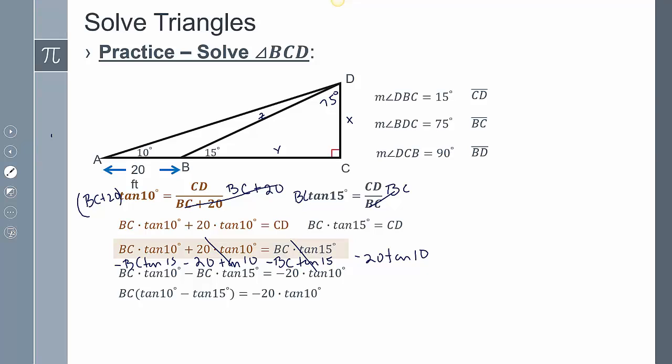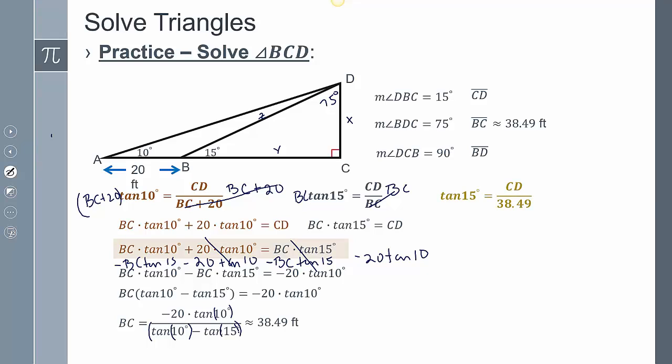And so now to get BC by itself, I need to divide both sides by this. Dividing both sides by tangent 10 minus tangent 15, I get this statement here. So this I would enter in my calculator. And so entering that into your calculator, you're going to get 38.49 feet. Now you just have to make sure that your parentheses are correct, right? This needs to be together in the denominator. Each of these needs its own special parentheses when you go through and do that.